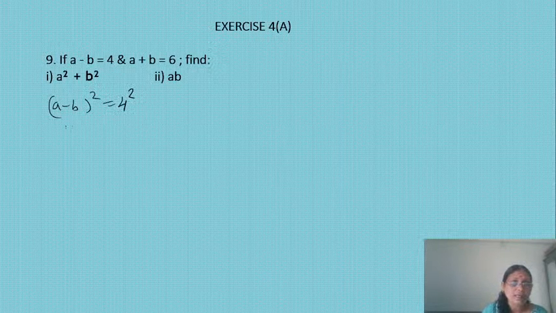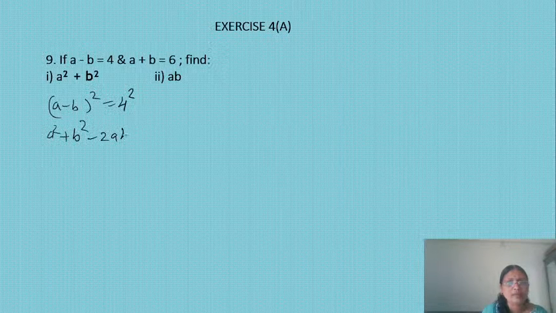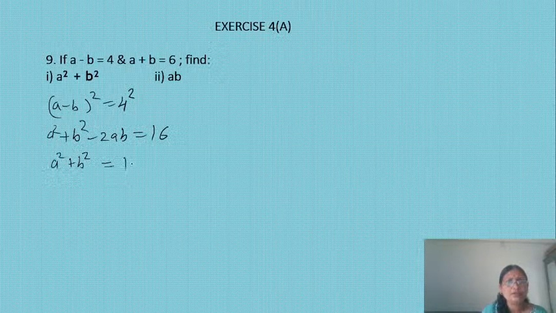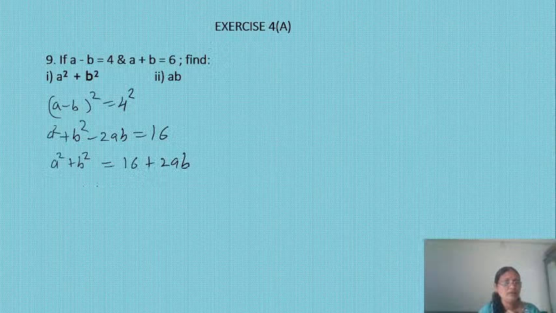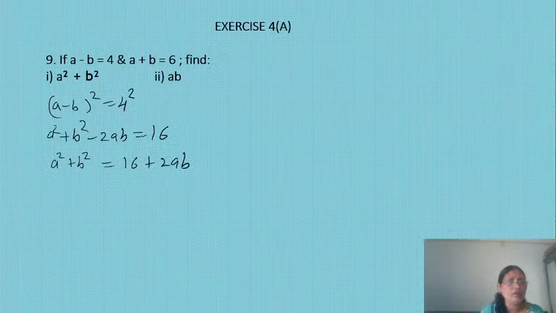Expand. A minus b the whole square. So we get a square plus b square minus 2ab is equal to 16. Right. So we got a square plus b square is equal to 16 plus 2ab. So let us wait here. We are not given the value of ab, so we will wait here.